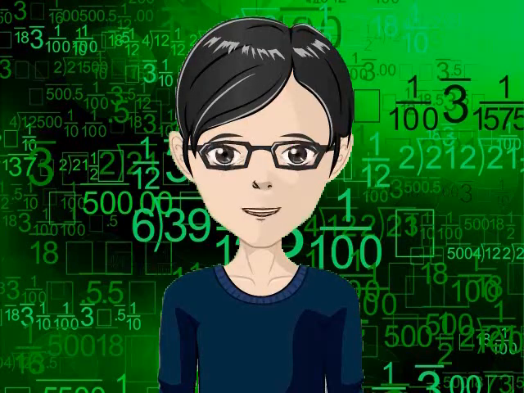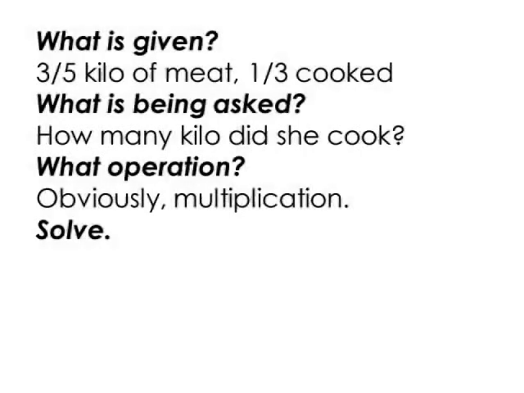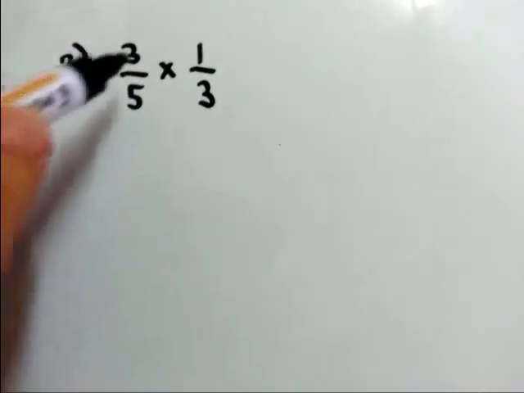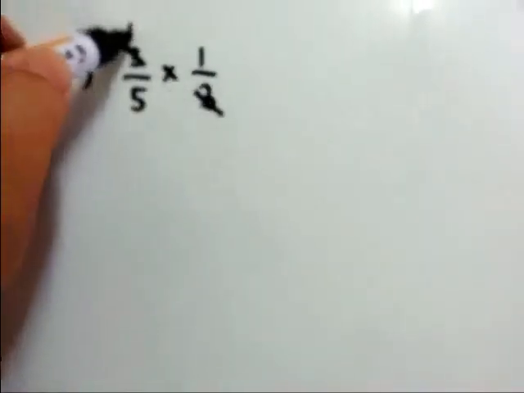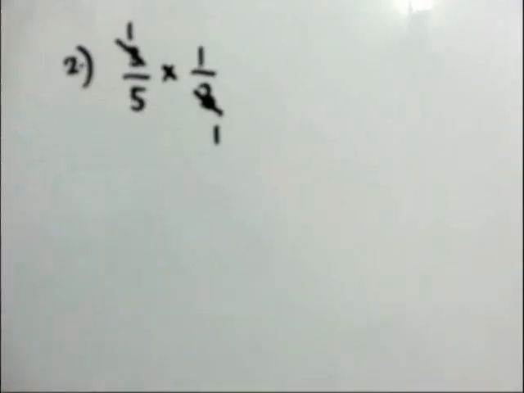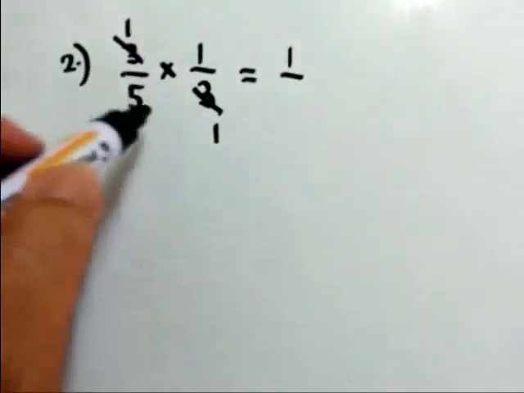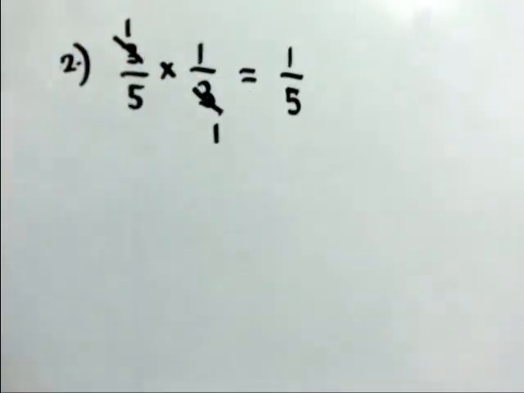Are you finished? Let's check your answers. What is given? 3/5 of a kilo of meat. 1/3 cook. What is being asked? How many kilo did she cook? What operation? Obviously, multiplication. Let's solve. 3/5 times 1/3. 3 and 3 are divisible by 3. So 3 divided by 3 equals 1 on both of them. So we have 1 over 5 times 1 over 1. We multiply. 1 times 1 equals 1. 5 times 1 equals 5. And our answer is 1/5. Mrs. La Rosa cooked 1/5 kilo of meat.